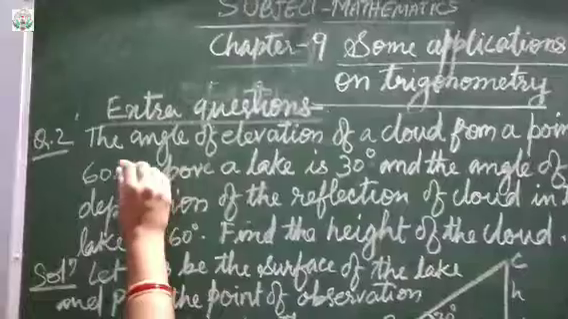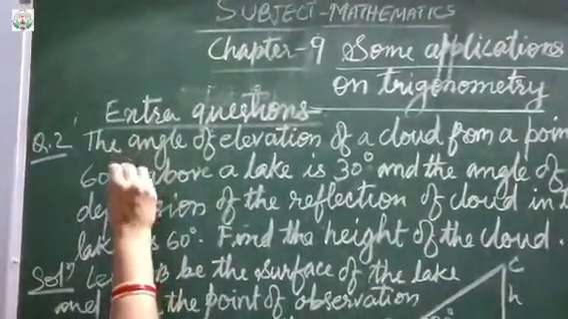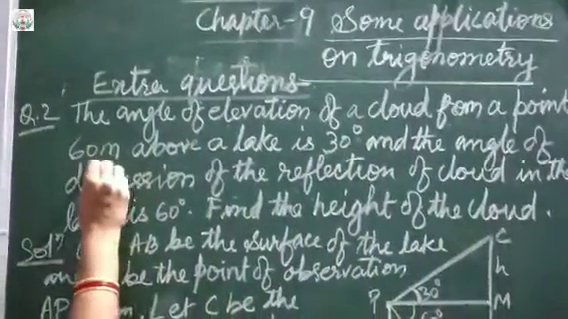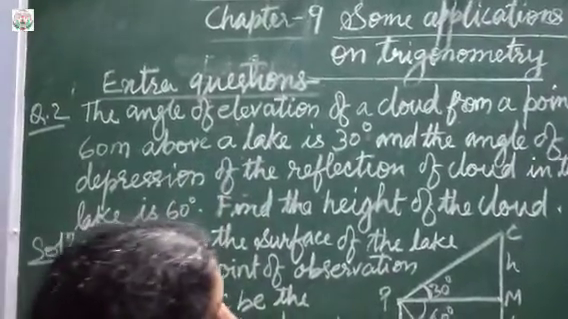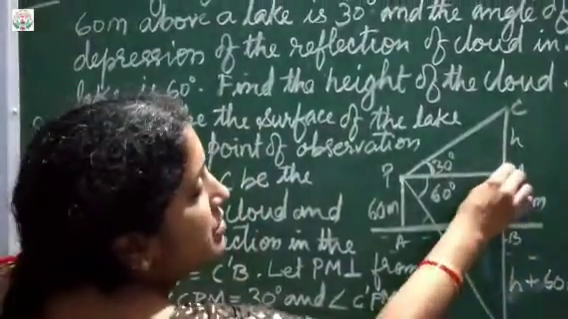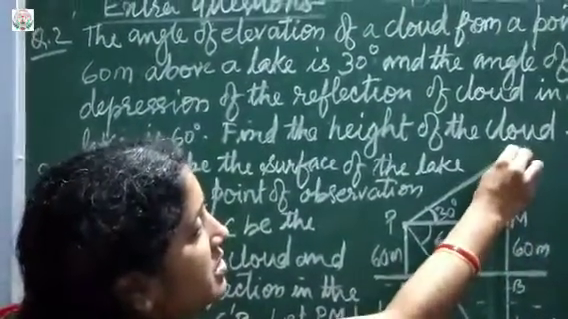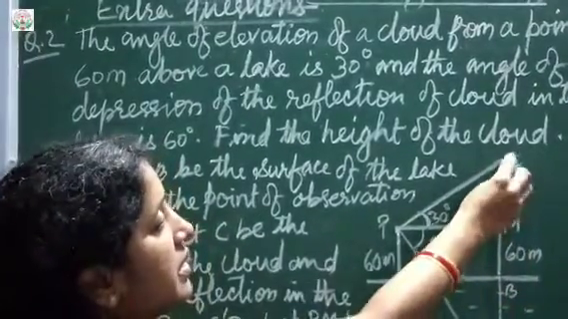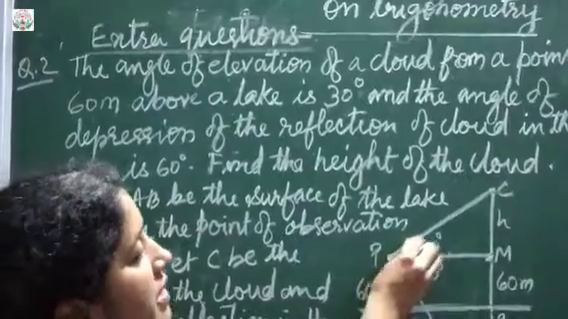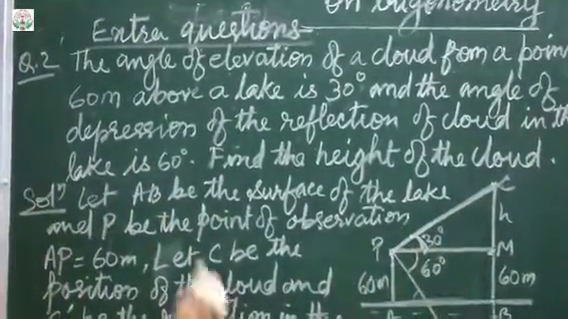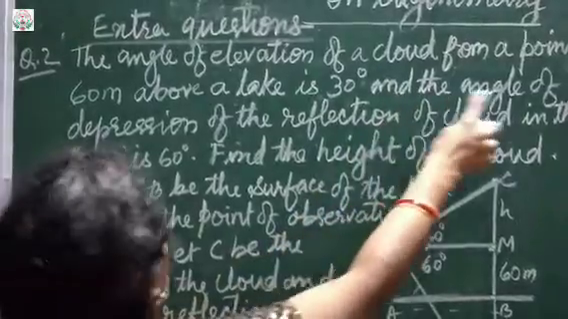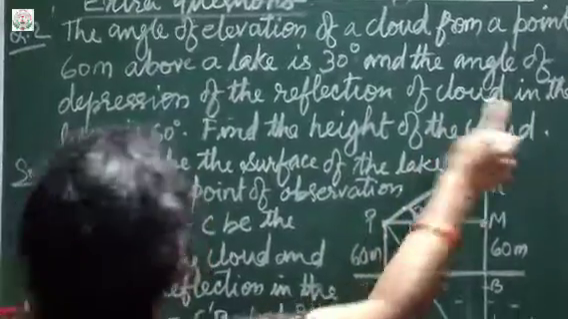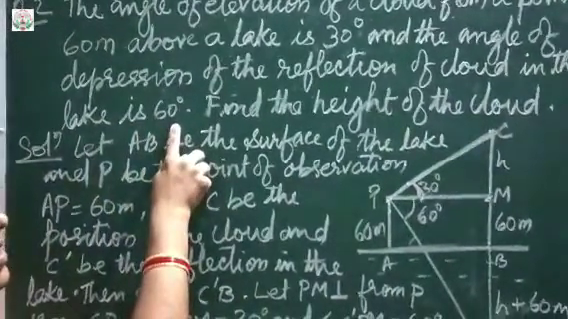Okay. Second question of the extra questions: the angle of elevation of a cloud from a point 60 meter above a lake. This is the lake, AB is a lake. Above the lake 60 meter you can see. So from here this is the cloud. Above 60 meter the cloud is. Now this cloud from this point, the angle of elevation is how much? 30 degree. And the angle of depression from the reflection of the cloud in the lake is 60 degree.